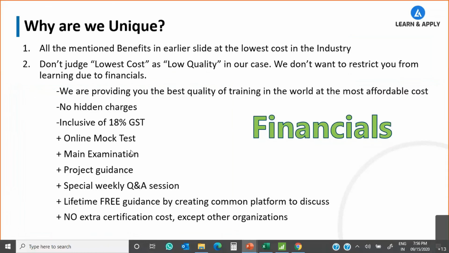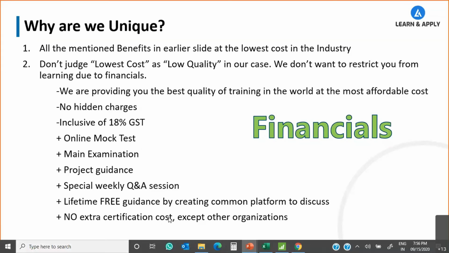We are having an online mock test, it's free of cost. The main examination is free of cost. If you go for each of these, it costs around 2,500 for each test, but it is free of cost. We are providing project guidance, special weekly Q&A sessions, and lifetime free guidance by creating a common platform like a WhatsApp group, so that will be available for you for a lifetime for question and answer sessions.